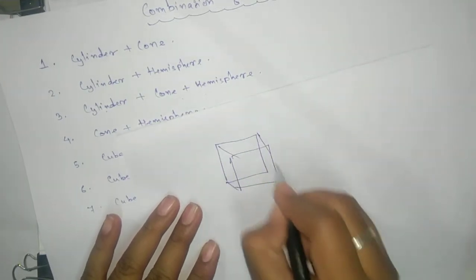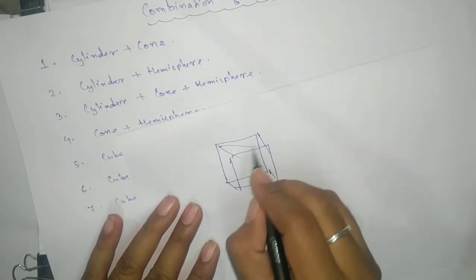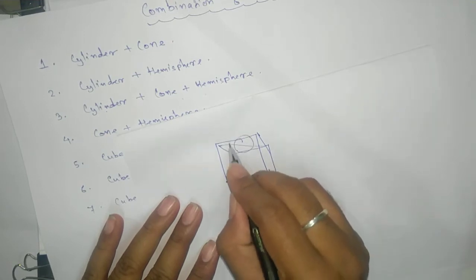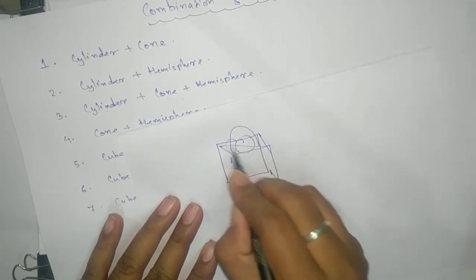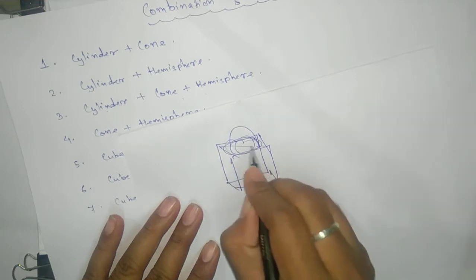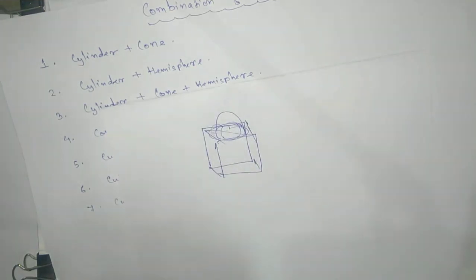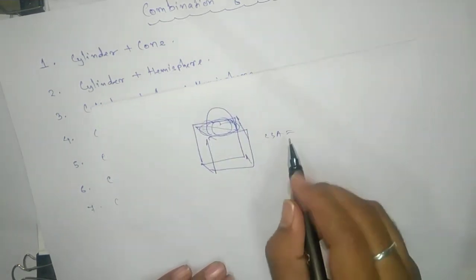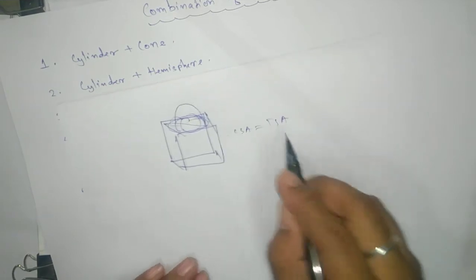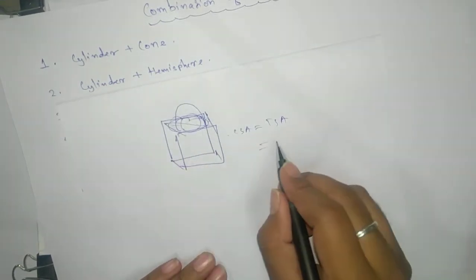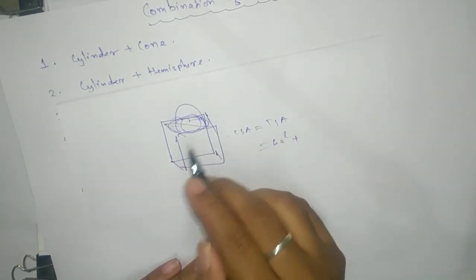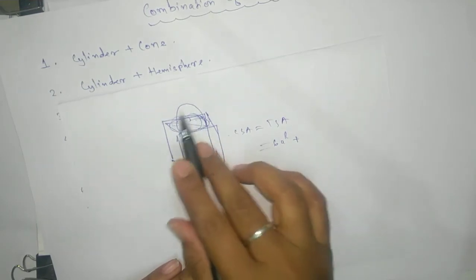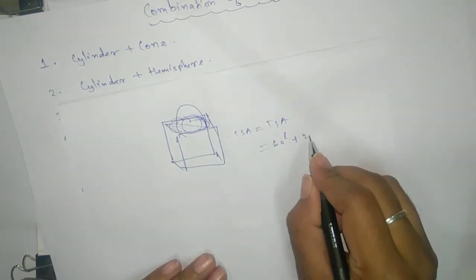That is a cubical box and there is a hemisphere. Yes, how are you going to find it? You need to subtract the area of this part, that's pi r square. First you need to find the curved surface area. If I ask you to find the curved surface area or total surface area for this solid figure, first you add this 6a square, and then you add the curved surface area of the hemisphere, that is 2 pi r square.